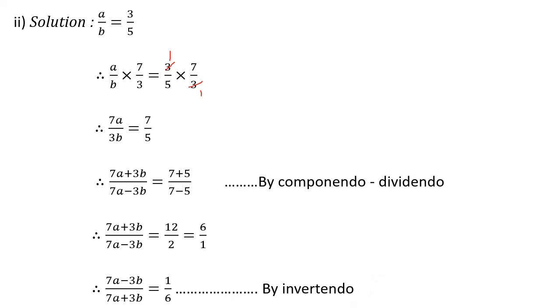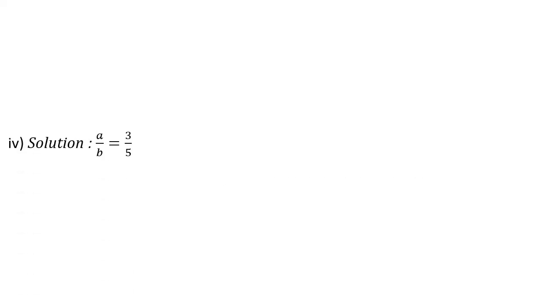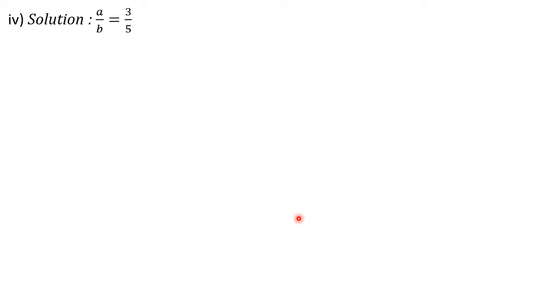Okay. I hope you must have understood this. Now let's go ahead. Questions number 2 and 3 you can solve similarly. Now I am solving the fourth one. Again, we have to start with what we have found out. A upon B is equal to 3 upon 5.